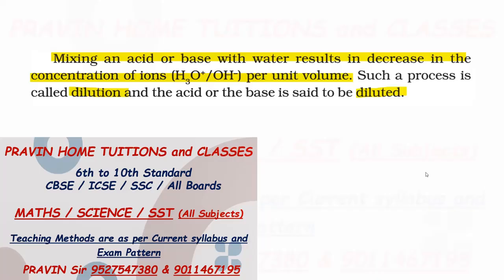Meaning of this is mixing an acid with water results in decrease in the concentration of hydronium ion, H3O plus ion per unit volume. Such process is called dilution of acid. And in this case, we can say acid is diluted. Now, mixing of base with water results in decrease in the hydroxide ion, OH minus ions per unit volume, such process is called dilution of base, and the base is said to be diluted.